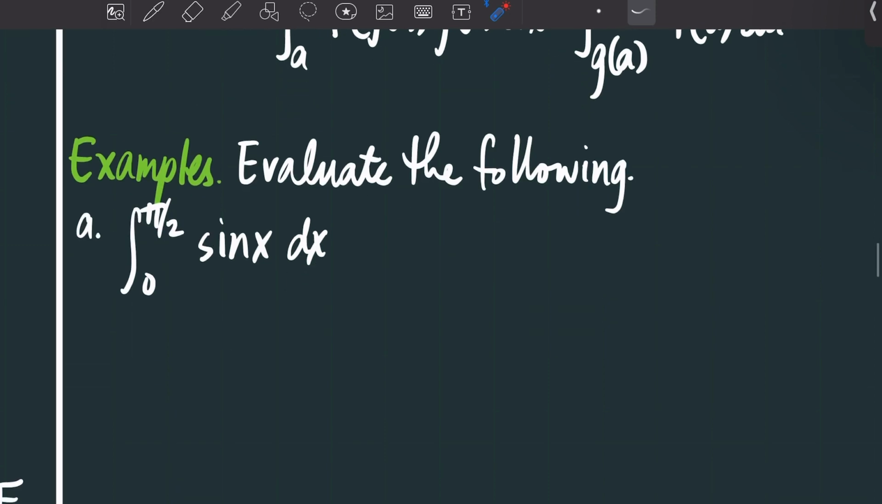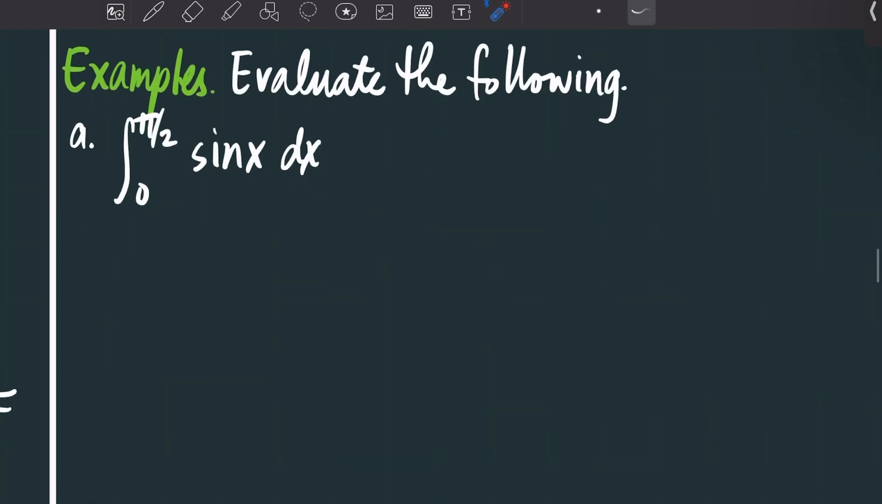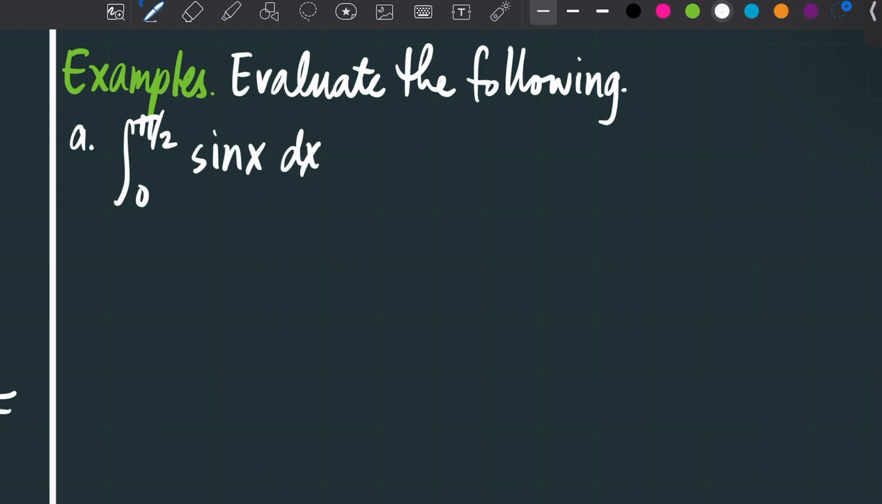So, letter A, kunin natin yung integral of sin of x dx from 0 to pi over 2. So, ano ba yung integral muna ng sin of x dx? So, this should be familiar already sa inyo. Ang integral nito is negative of cosine of x.